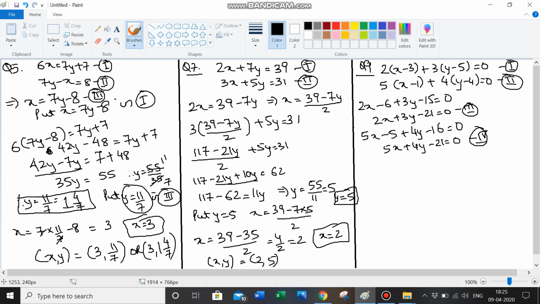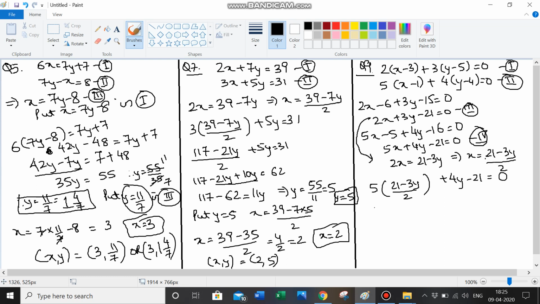So let's use equation 3 and I get 2x is equal to 21 minus 3y, which means x is equal to 21 minus 3y upon 2. Let's put this in our equation number 4. So 5 times 21 minus 3y upon 2 plus 4y minus 21 is equal to 0. Let's multiply. 5 into 21, 105 minus 15y plus 8y minus 42 upon 2 is equal to 0. I took one more step, I took the LCM and multiplied directly. I cross multiply, this becomes 0.